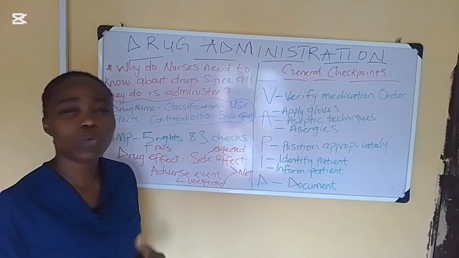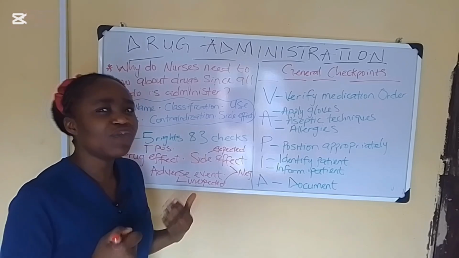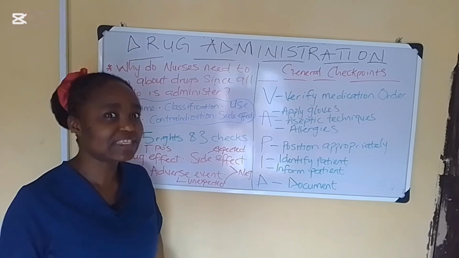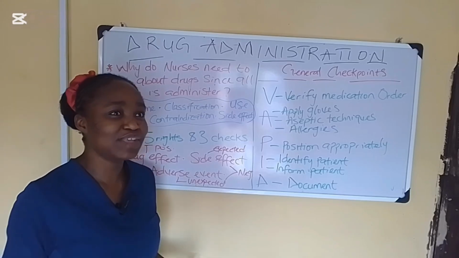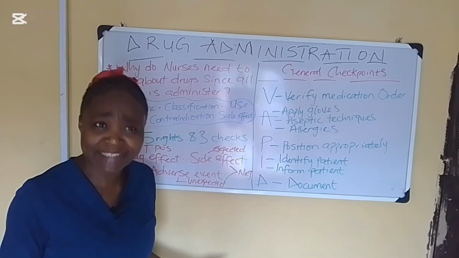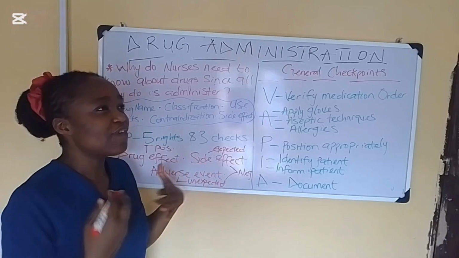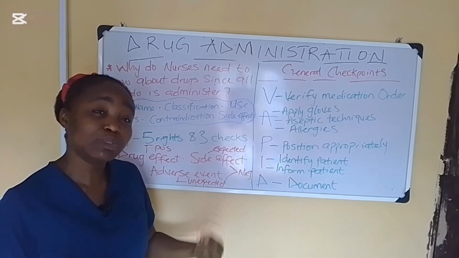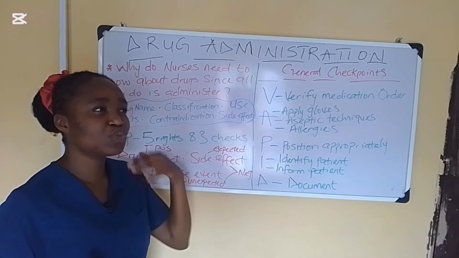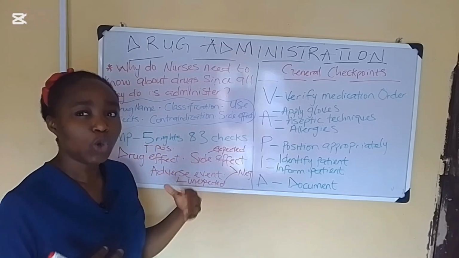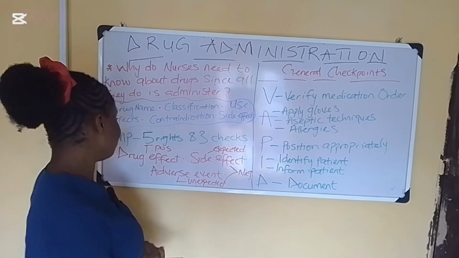Now, she's also supposed to know the expected side effects. If I know the expected side effects, then I'm able to know when an adverse event occurs, because an adverse event is simply an unexpected, negative effect. So if I'm able to find that out on time, I'll be able to reduce the possibility or the severity of the negative outcome.